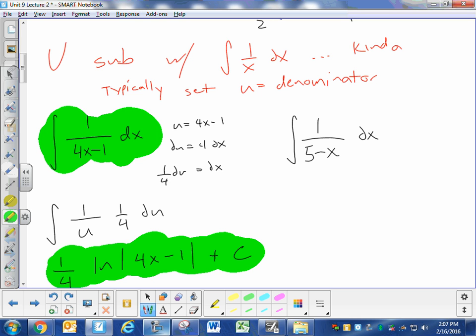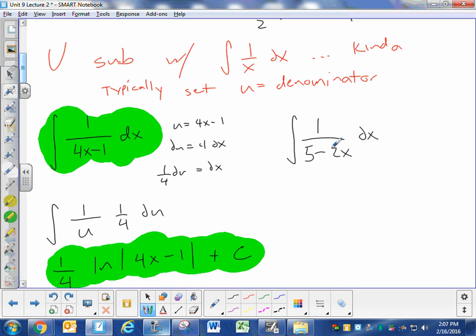For these, you can kind of just figure this out, and you don't have to use u substitution. For example, if I have 1 over 5 minus 2x, you can think about the derivative of this. It'd be 1 over my stuff times the derivative of my stuff. It'd be 1 over 4x minus 1 times 4. I need to get rid of that 4 with the 1/4 so that I have that.